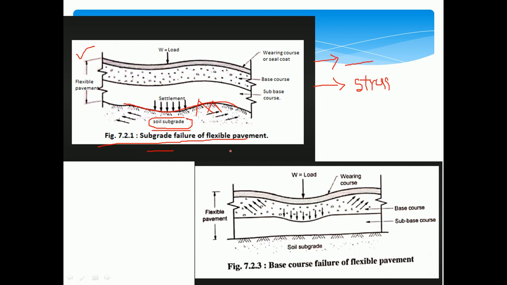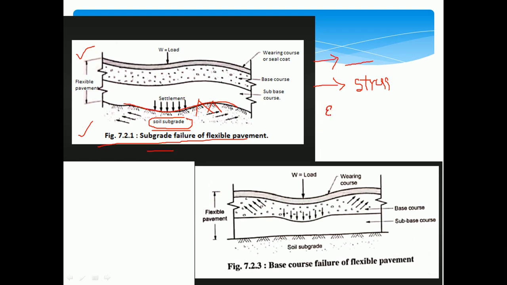If we observe subgrade failure, then there is a settlement of the road surface. So this is one type of failure, that is subgrade failure, and the causes of that subgrade failure. And we can observe three types of failures in the subgrade. What are those three types of failure? Elastic deformation, consolidated deformation, and plastic deformation.